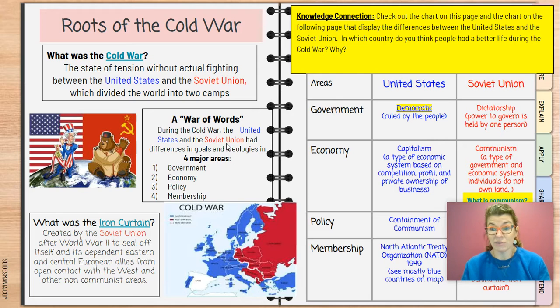And ideology is a fancy word for an idea. And they had differences in 4 areas, and they're marked right here: in our government, in our economy, in our policies, our laws, and our memberships in things that we joined and were a part of.